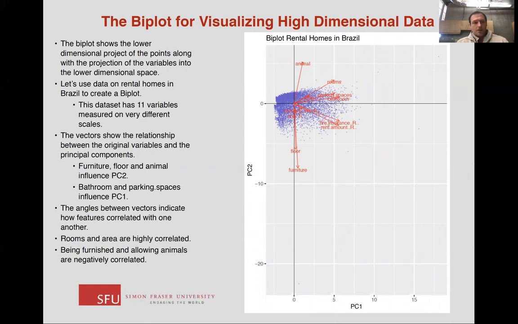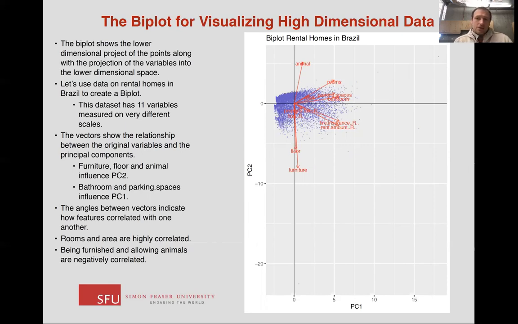We have some data on rental homes in Brazil. This data set has 11 different variables that are measured on really different scales. Some of them are prices, so that's monetary units. We have other things like the number of square feet. We have other features such as whether or not animals are allowed, and the floor, so if it's in a building, the floor the unit is on. So it's pretty clear that we would want to standardize this data. Okay, and we've done just that. In a second, we'll look at the code.